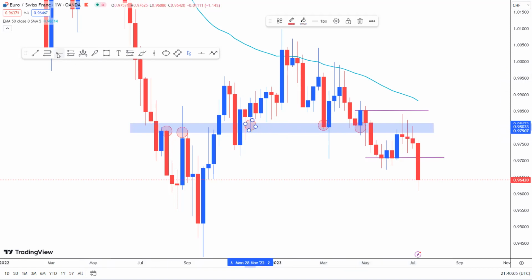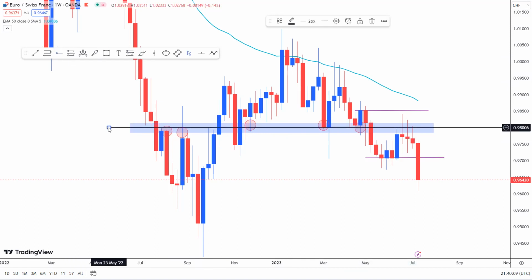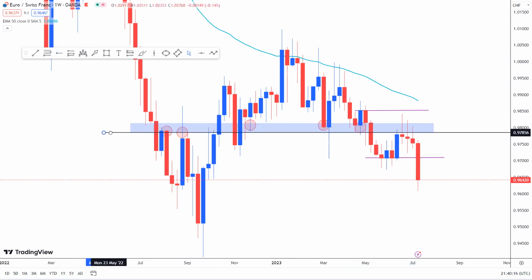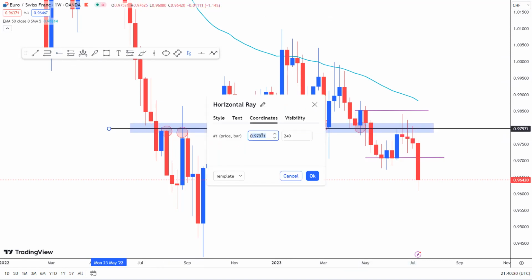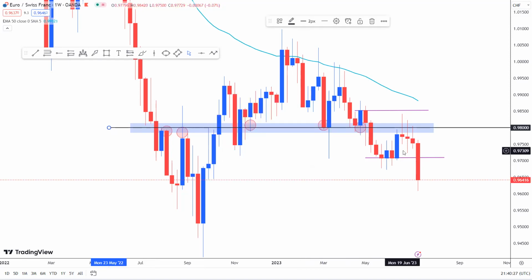If I would go a step further, the level aligns perfectly well with the 98,000 psychological round number, as you can see.